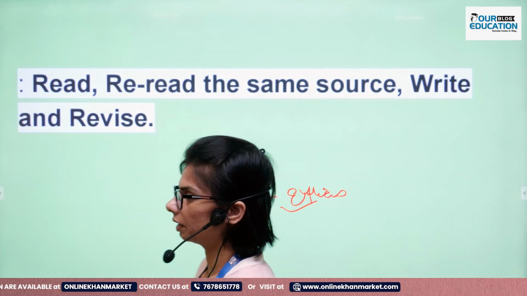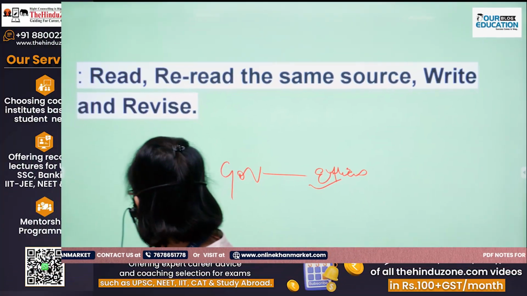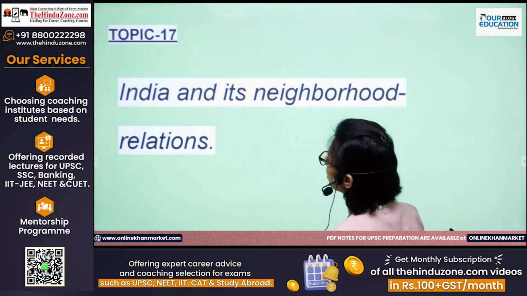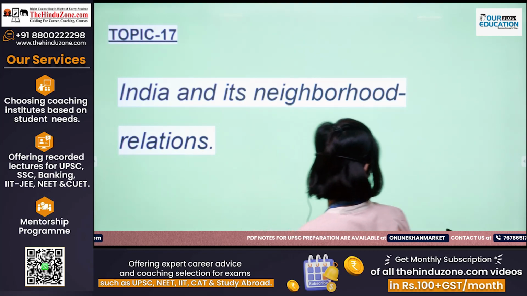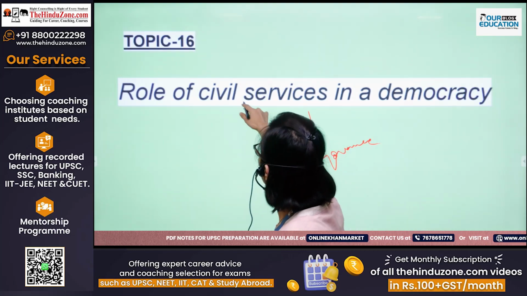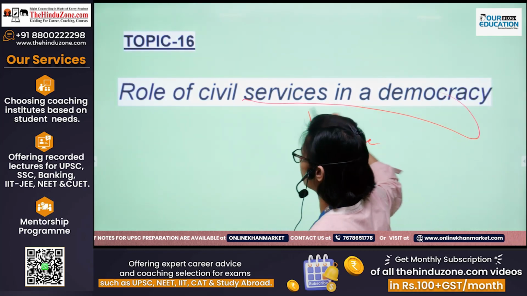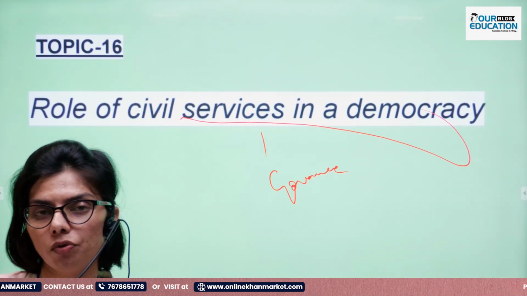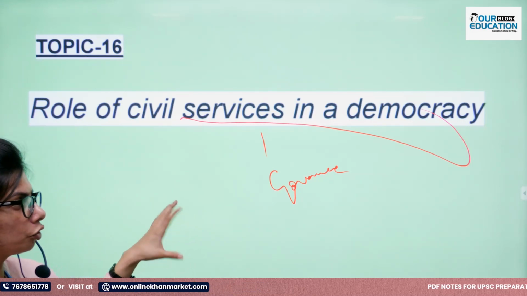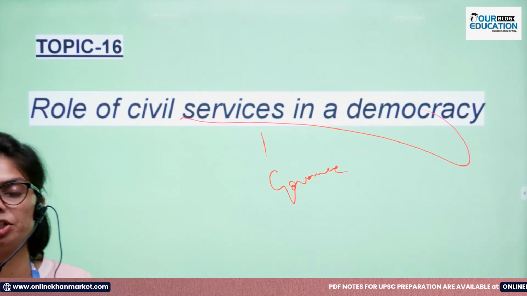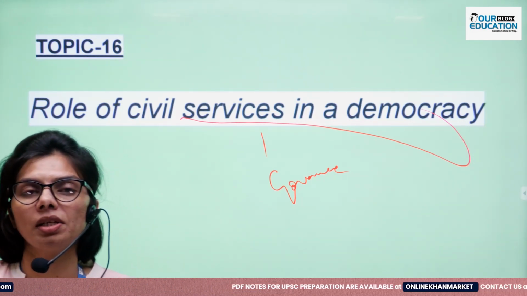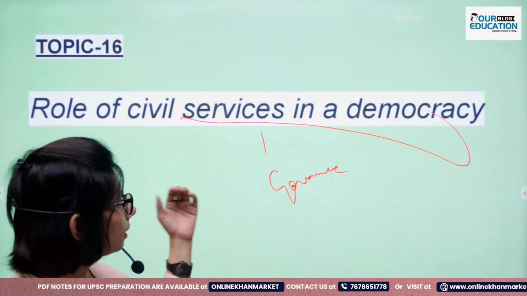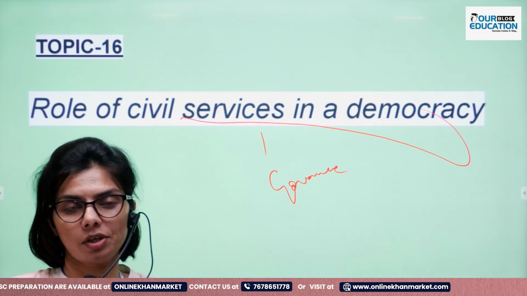Why am I saying that? If you see the ethics paper, there is a lot of overlap with governance. It's also mentioned in your ethics paper. So it's necessary to first read your GS paper 4 ethics and then read governance, or read governance and ethics simultaneously, so that you have a hold on both papers and can use your content in governance as well as in the ethics paper.